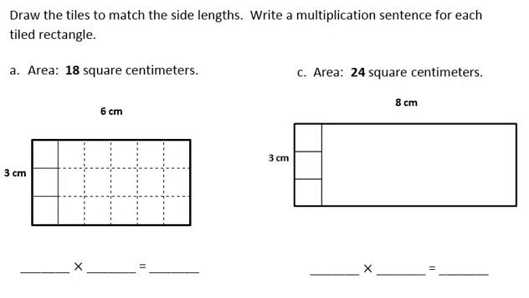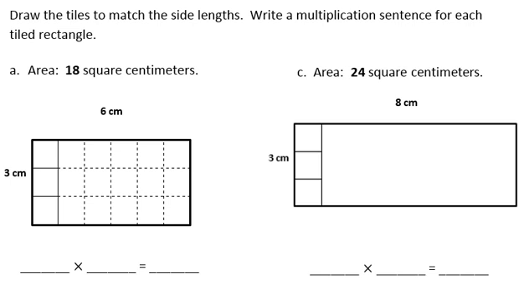This tutorial is for 3rd grade, Module 4, Lesson 5, and we've included this lesson with the multiplication work that we're doing in Module 1. The directions say, draw the tiles to match the side lengths, write a multiplication sentence for each tiled rectangle. So we're using these multiplication arrays to figure both the area and to connect our thinking to our multiplication facts.